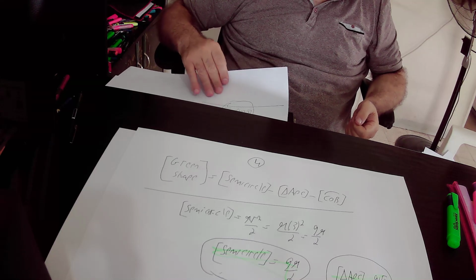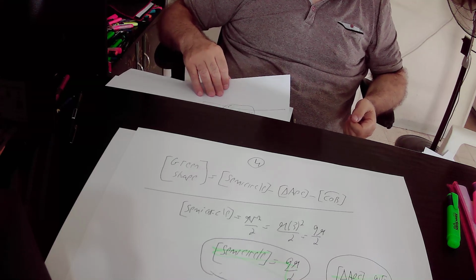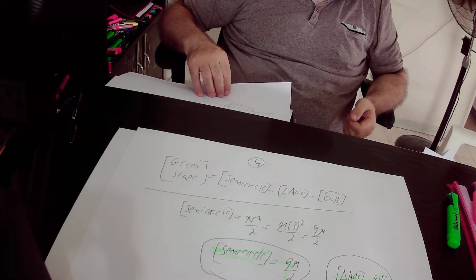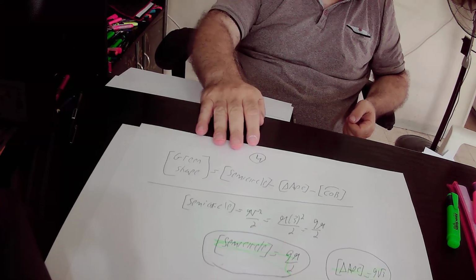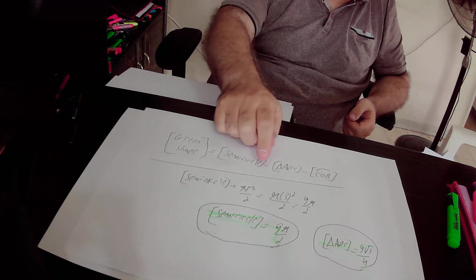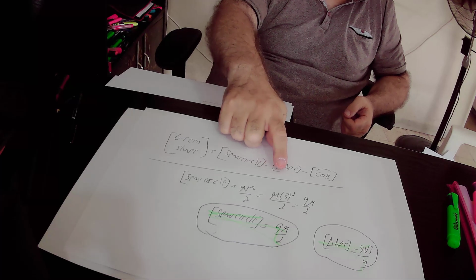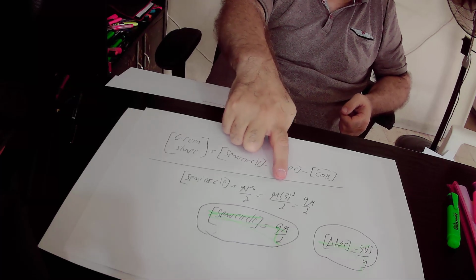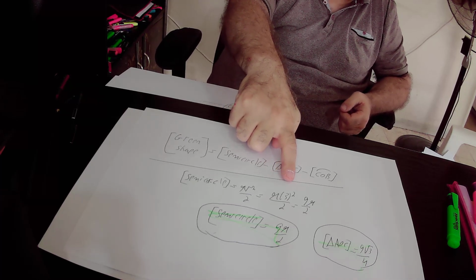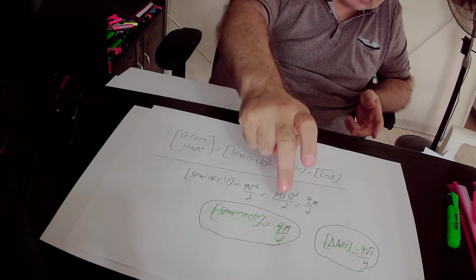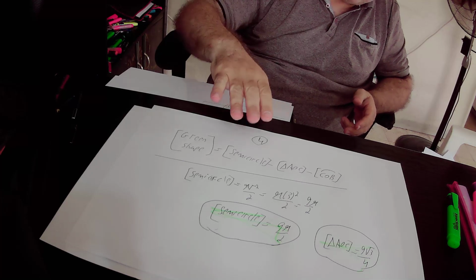What is the area of the semicircle? The area of the semicircle equals pi r squared over 2. We know that r equals 3, so it is pi times 3 squared divided by 2. 3 squared is 9, so in total this equals 9 pi over 2. So the area of the semicircle equals 9 pi over 2 square units.